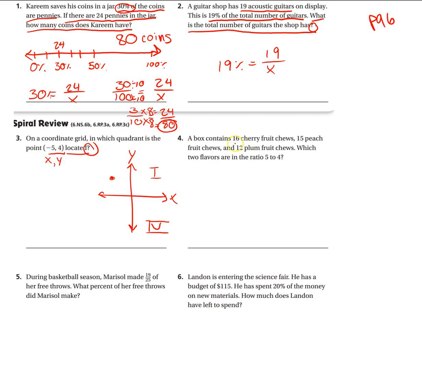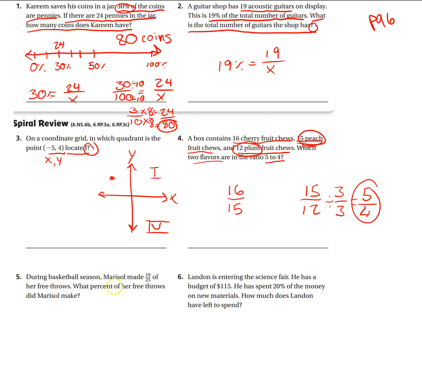Number 4, a box contains 16 cherry fruit chews, 15 peach fruit chews, and 12 plum fruit chews. Which 2 flavors have a ratio of 4 to 5? So we need to just simplify these. Let's see, if I used 16 to 15, that's not going to simplify very easily. 15 to 12, that would be peach to plum. That's going to simplify easily. 3 can go into both of those, and that's going to give me 5 to 4. So peach to plum were the 2 flavors.